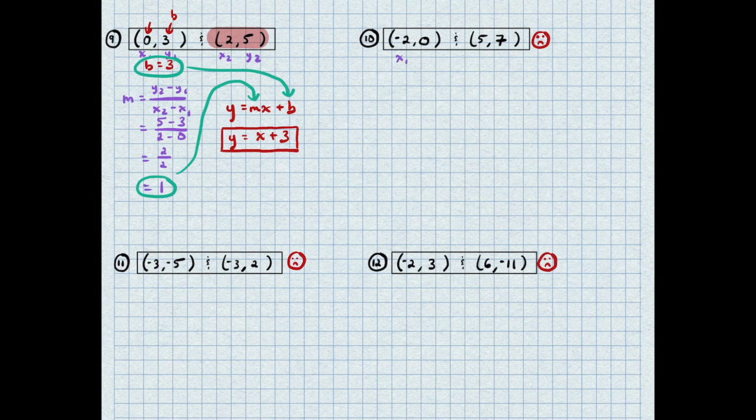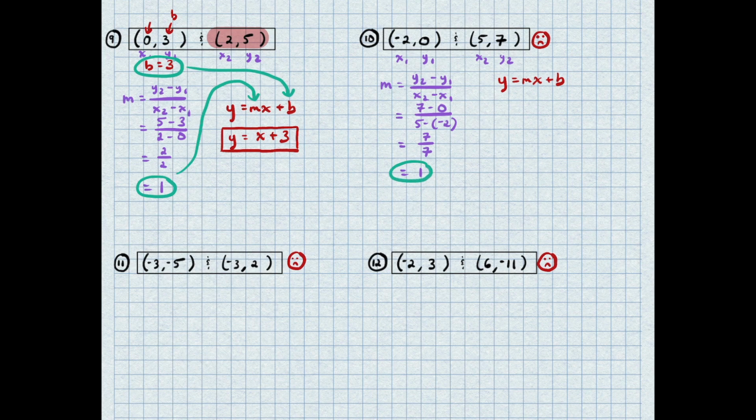Whenever you see that, you can go right into labeling these as x1, y1, and x2, y2. Let's write our equation for slope. Substituting in, we're going to get 7 minus 0 over 5 minus -2. 7 minus 0 is going to be 7, and 5 minus -2 is going to be also 7. 7 divided by 7 is going to be 1.